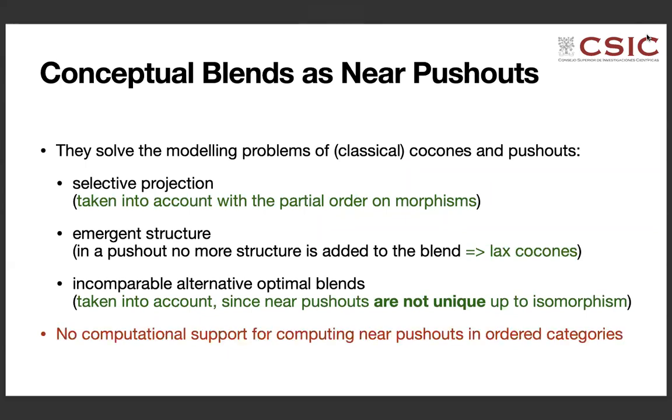The problem, though, is that now things have complicated a little bit more, and there's not so much computational support for near pushouts in ordered categories. It would be better if we would have some notion in plain categories that could be similar to that of a near pushout, because then we could use reasoning and computational tools that exist to implement these ideas.